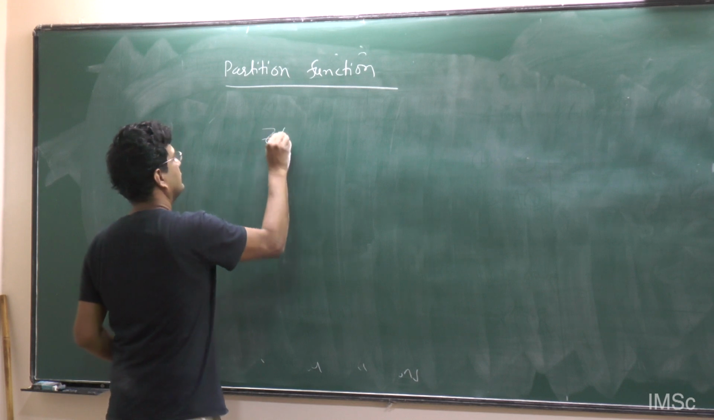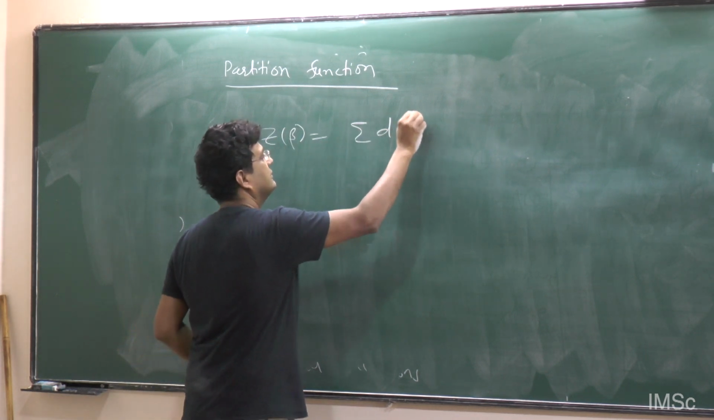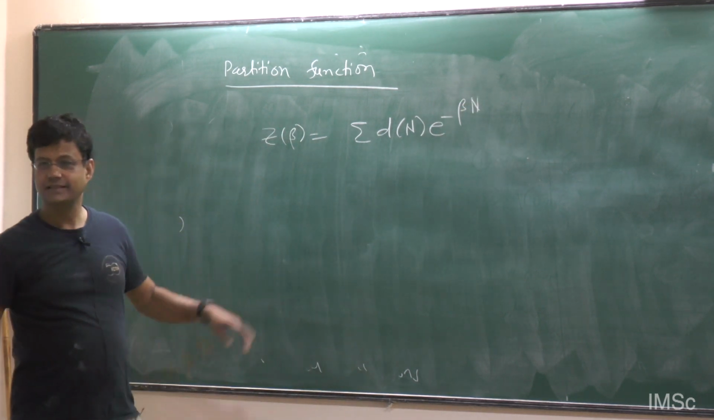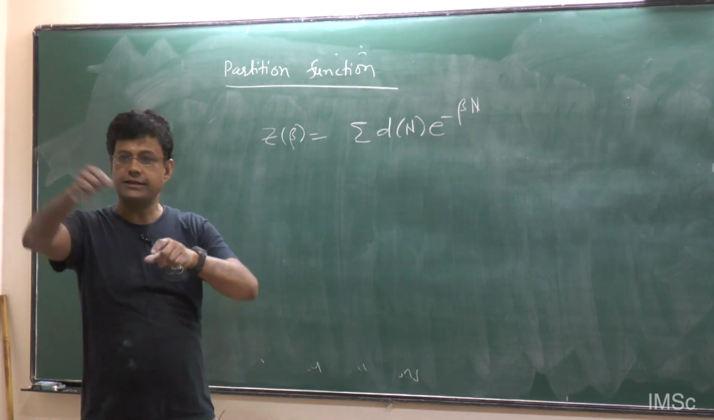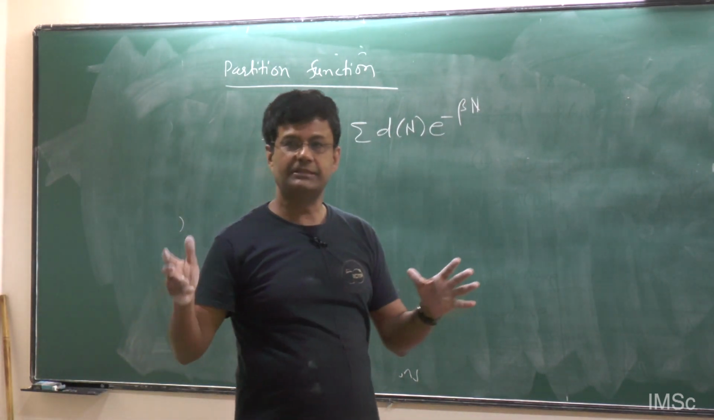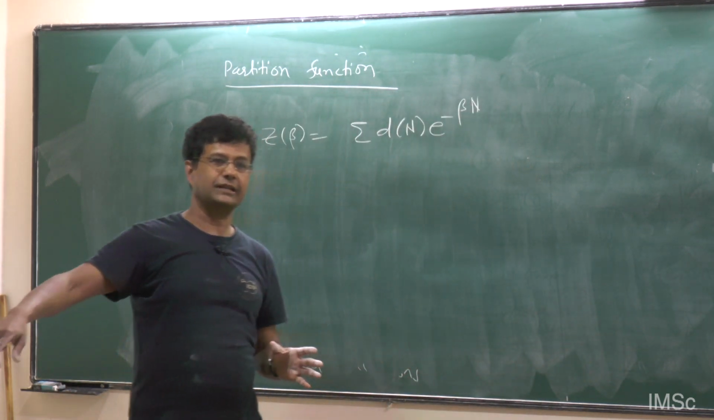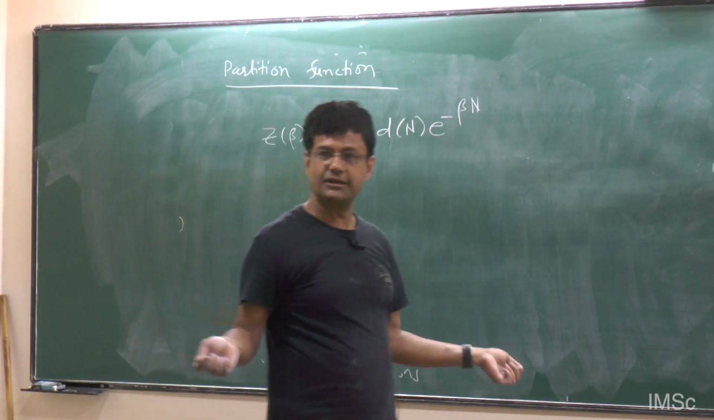If you remember, you always do Z of beta equals the sum of d of n e to the minus beta n. This is usually easy to calculate because d of n means you have to calculate all the configurations with some fixed energy. But as you know, this is how we go through the canonical ensemble, that you want to relax that constraint. With the constraint, the counting problem is much harder.